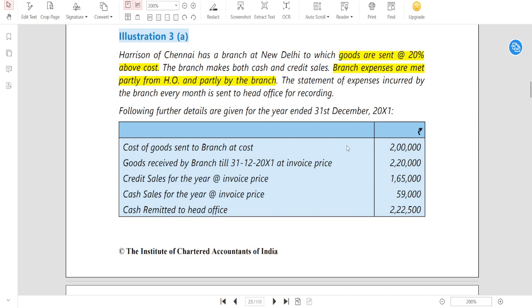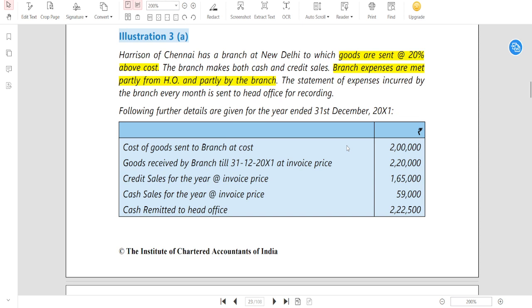I am repeating, guys, the following further details are given for the year ended 31st December 20X1. Cost of goods sent to the branch at cost is 2 lakhs. Goods received by the branch till 31st December 20X1 at invoice price is 2 lakh 20.